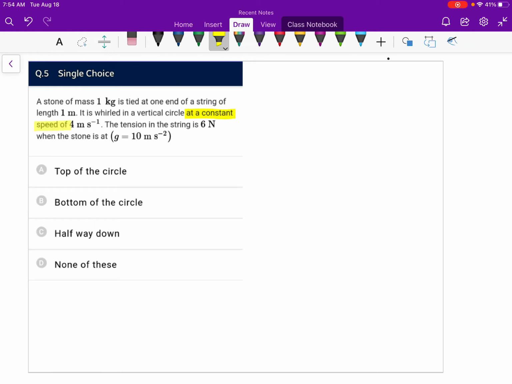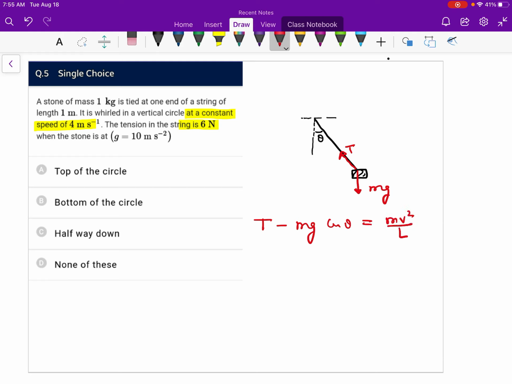Mind you, speed is constant and the tension in the string is 6 Newton when the stone is halfway, bottom of the circle, top of the circle. So let's assume the string is at theta angle. T is acting towards the center of the circle, mg is downward, and the circular motion equation is T minus mg cos theta is equal to mv square by L.